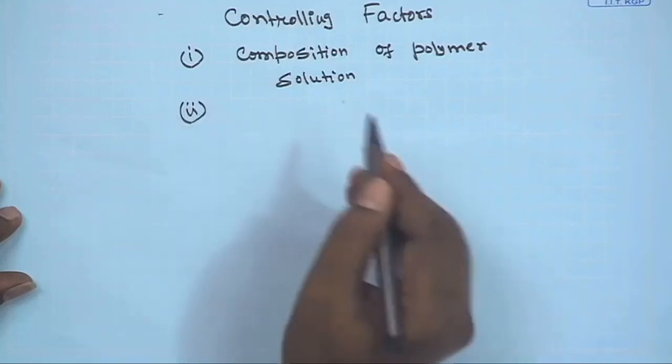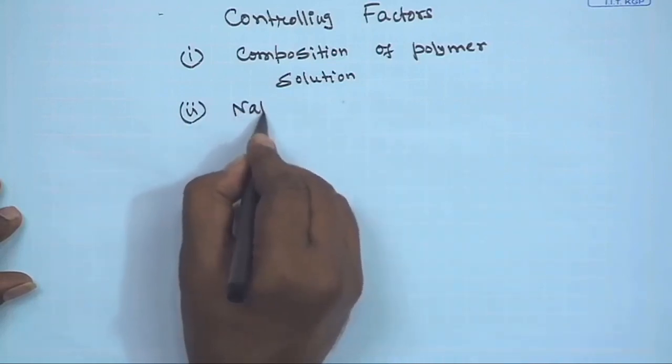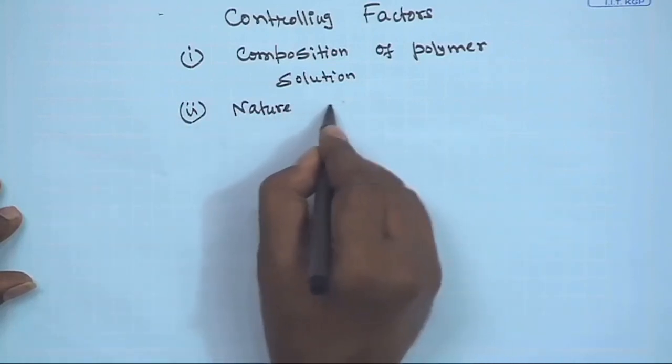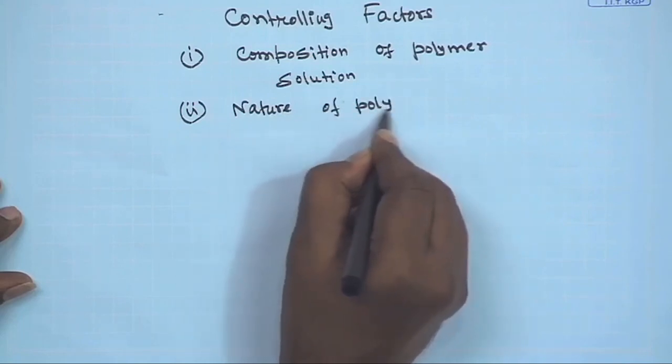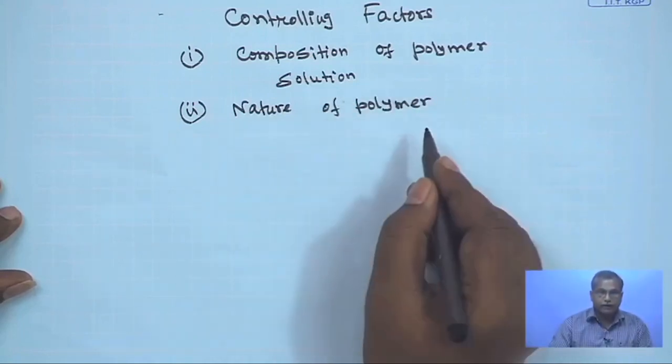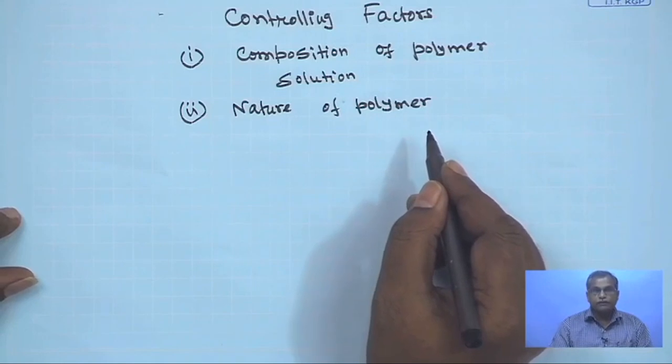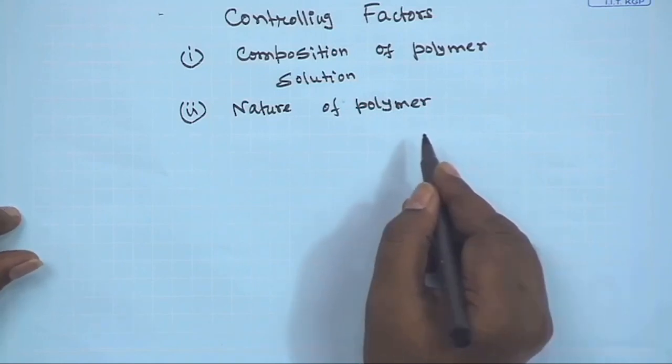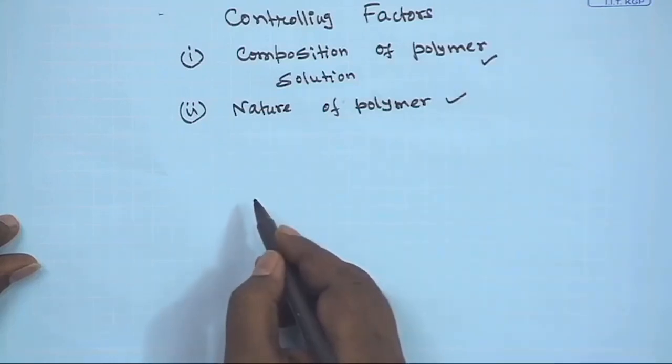Second is the nature of the polymer. Of course, selection of polymer is very, very important. If you select a polyacrylonitrile membrane, you will get a more porous membrane, for example, a microfiltration membrane. If you select a polysulfone membrane, then one will land up with an ultrafiltration membrane. So, nature of the polymer is very important, and composition of the casting solution is very important.